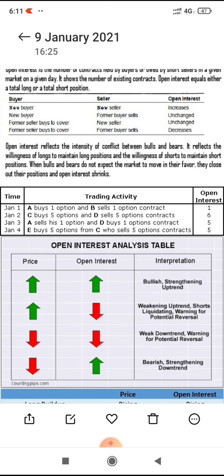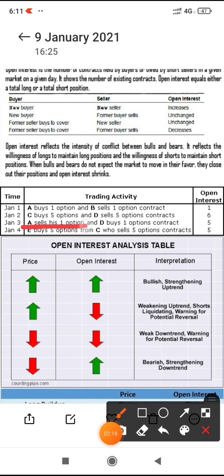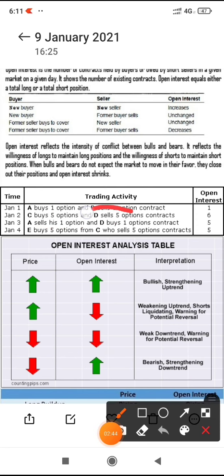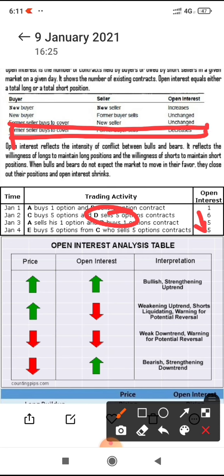Next, on Jan 3rd, A sells his option. A was holding the option for 1 day, and he sells on the 3rd of Jan to D. In this case, D was already a seller and has 5 options open in his trading account. He had sold 5 options, and on this day D covered one of the options. So in this case the open interest decreased.